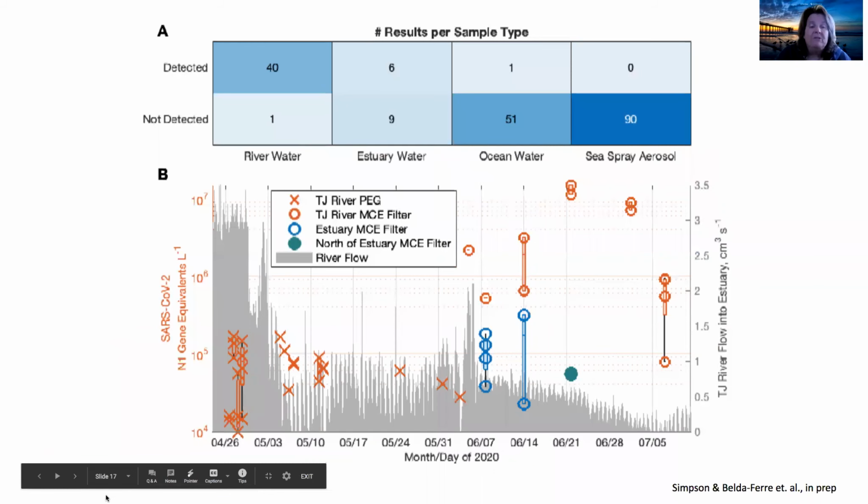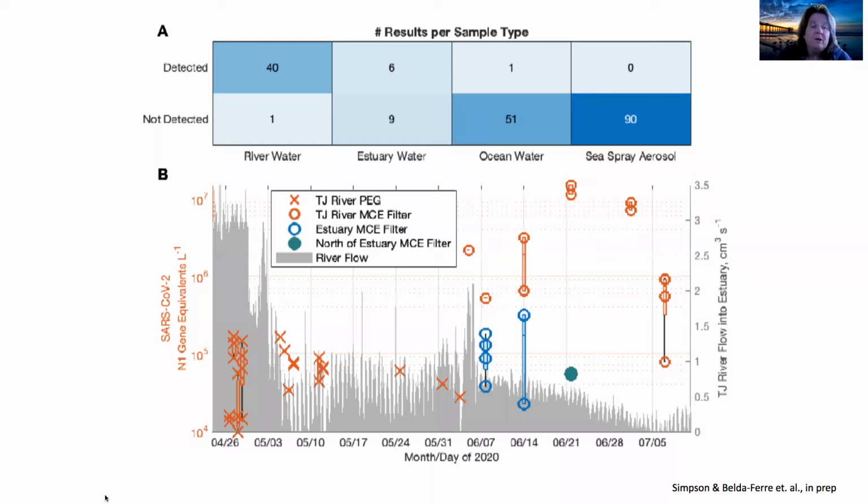So, hot off the press. We just submitted this paper, and the answer is, you can see at the top, detected, not detected, looking at the river water, estuary water, the ocean and sea spray. The good news is, so far, we have 90 samples in the air and we've not detected it. That is really good news. The bad news is that we do see it a little bit in the ocean, only one time because it's pretty diluted. We expect that to change with wet season.